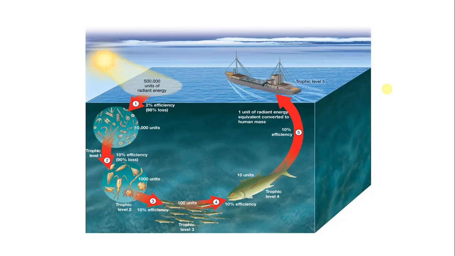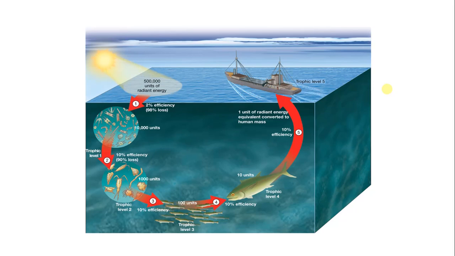Now, using this picture as an illustration, you can see the primary source of energy, the solar. The solar energy hits the surface of the sea as radiant energy. Okay, now let's say it's 5,000 units of radiant energy. Do you know that out of these 5,000 units, only 2% is utilized? Only 2% is utilized, 98% is lost. Now the primary producers will use these 2% to produce, for example, 10 units of energy.